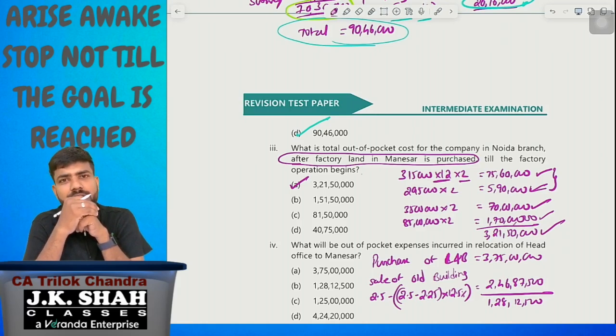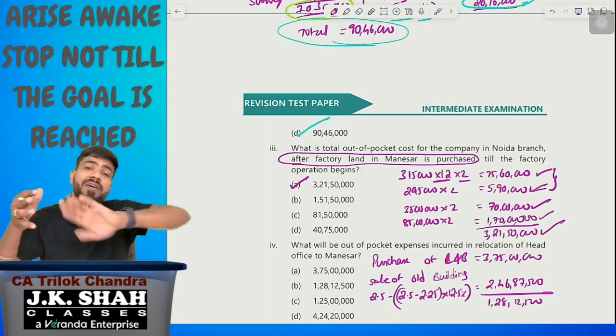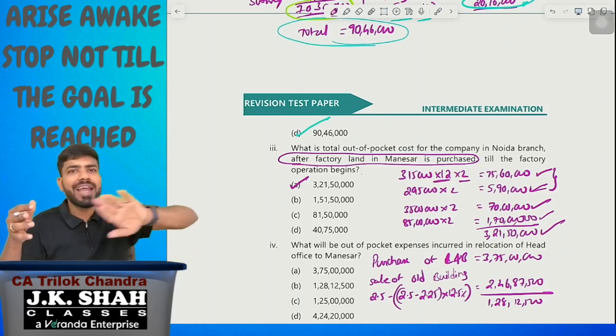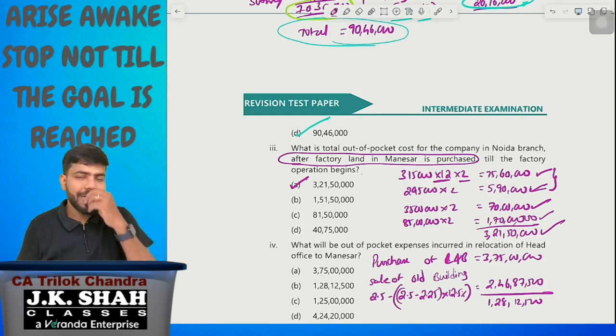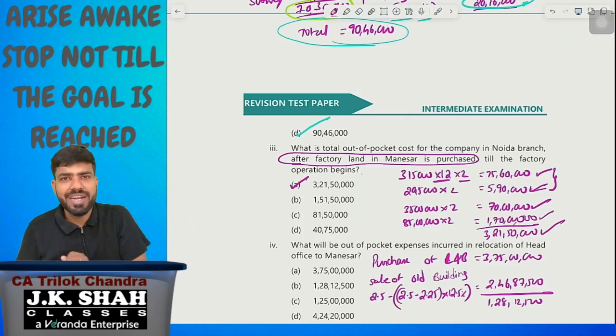Are you understanding? All of you. So they are asking what is the cost incurred after purchasing the land. So don't consider the land cost. After purchasing land, the cost means all other expenses: Lindy salary, expense incurred to construct the factory. All of you clear about this?